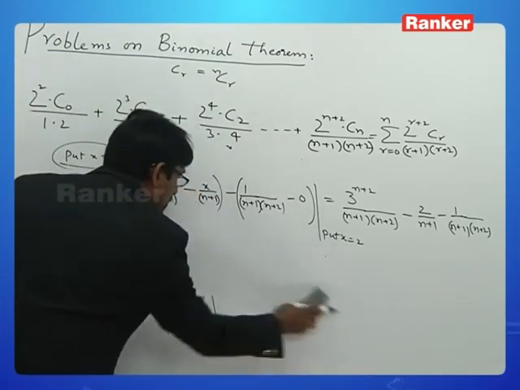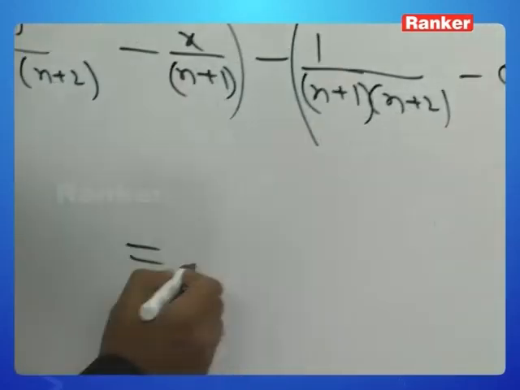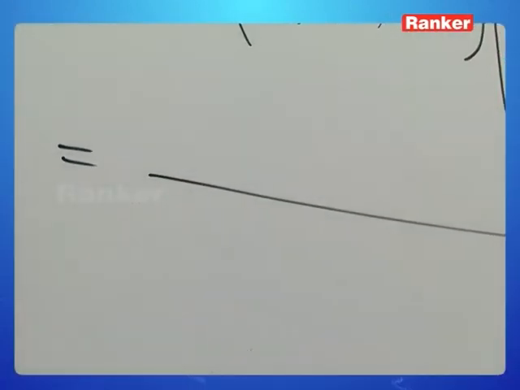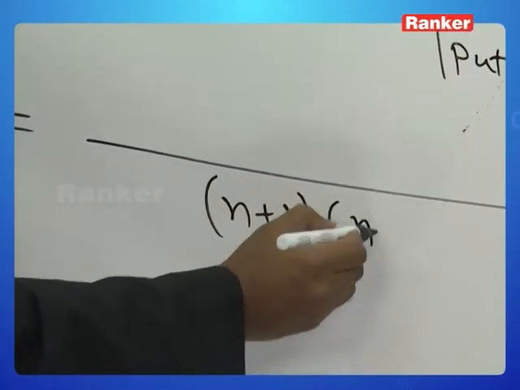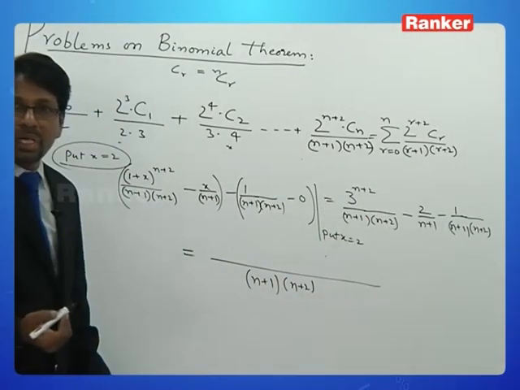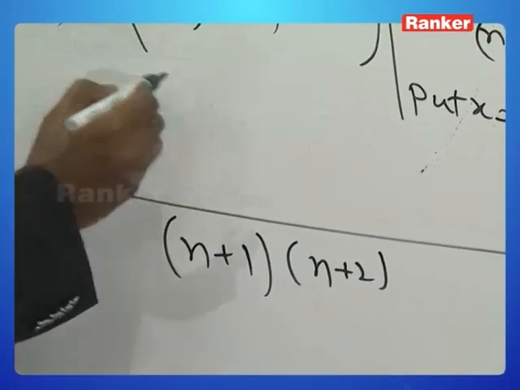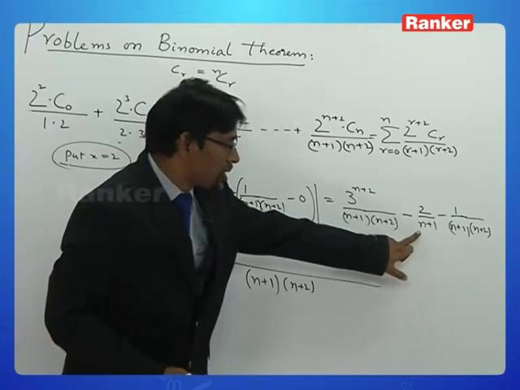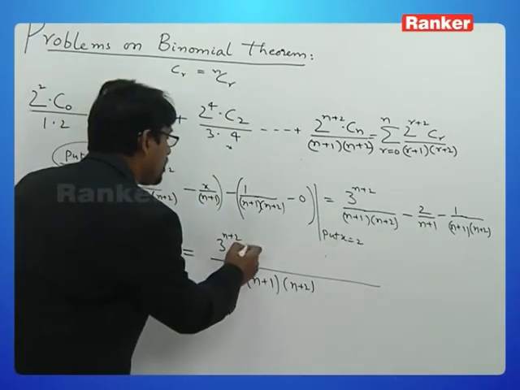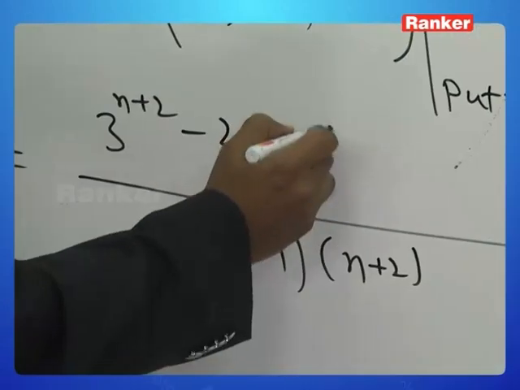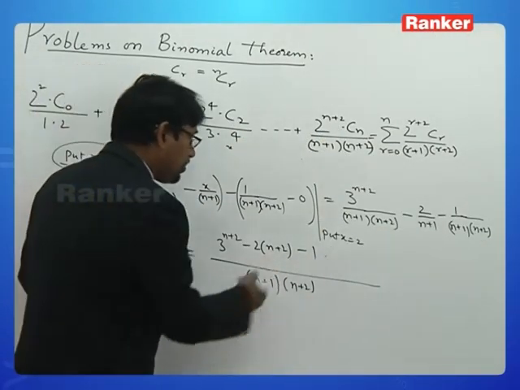Now clubbing them, taking the LCM as n plus 1 into n plus 2, what do we have? We have here 3 power of n plus 2, no change in the first part. What's the missing term here? N plus 2 is missing. So 2 into n plus 2, minus 1, by n plus 1 into n plus 2.